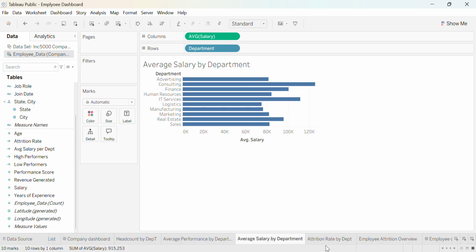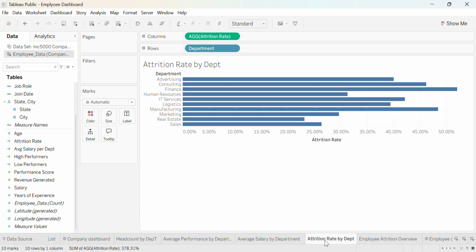Next, the fourth chart is attrition rate by department. This is the most critical chart on this dashboard. Attrition rate means out of 100 employees in the department, how many have left the company. The industry standard benchmark for attrition is 10 to 15%. Anything above that is a problem.